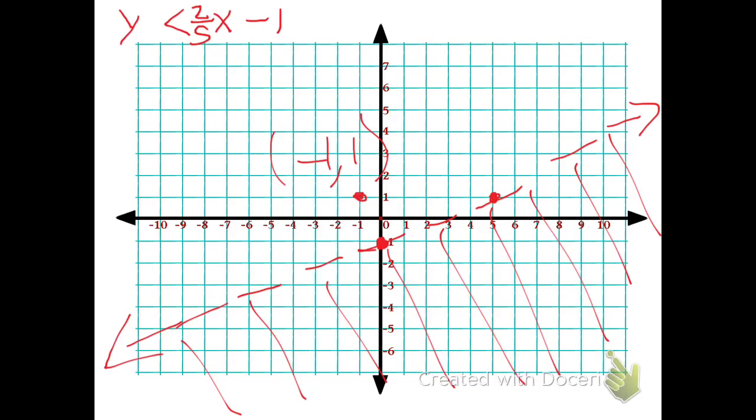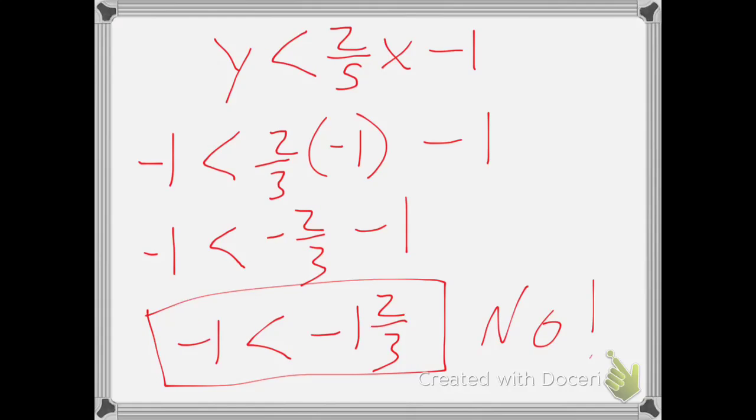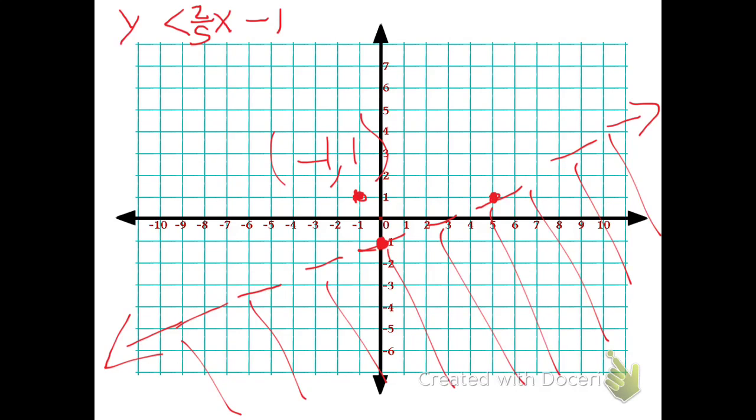So, as a review, the strictly less than or strictly greater than ones give you the dashed line. And to decide which side gets shaded, you need to pick a point, throw it in your inequality, and then see if that statement is true. If it is, you shade that direction. If it is not, you shade the other direction. And that's how you graph a linear inequality.